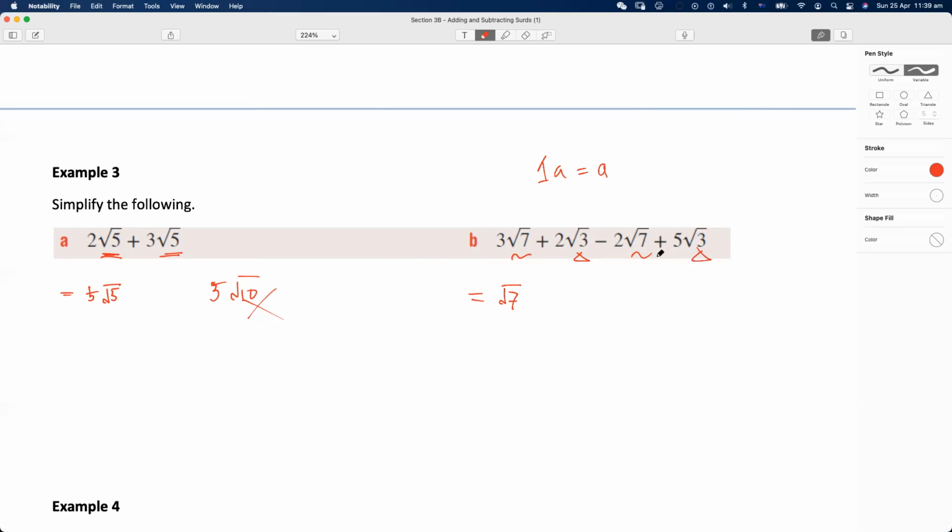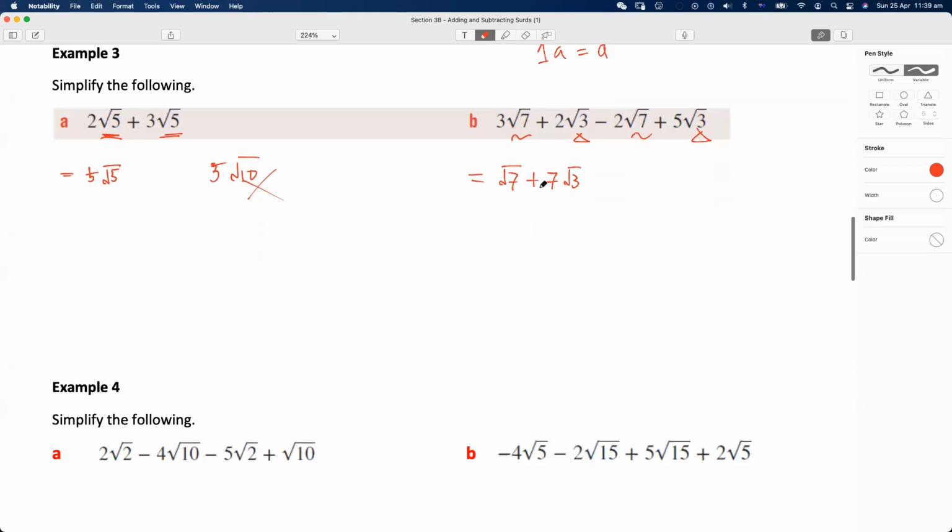And we look at the other parts. 2 roots 3 plus 5 roots 3, so that's 7 roots 3. Okay, so your final answer is like that. And we know square root 7 and square root of 3 can't be simplified. So that's your final answer.